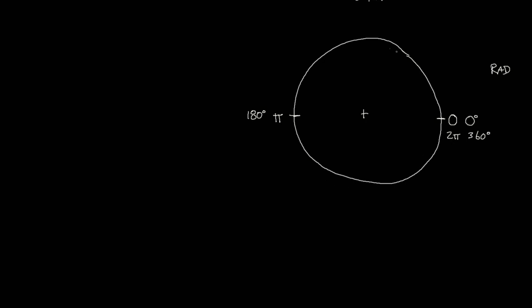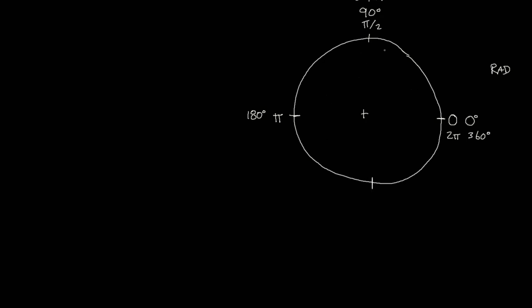per one whole circle. So if pi is 180, what's 90? 90 degrees is half of pi, so pi divided by 2. And if this is a half of a pi, then this is also a half of a pi, and you just add them together.